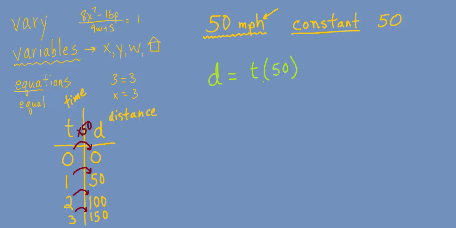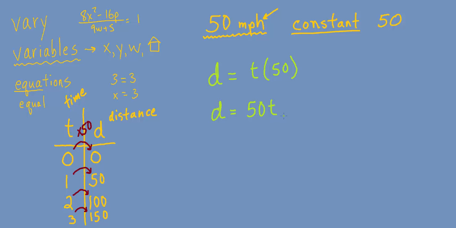All right, so again, when you write something in parentheses next to something else, it just means multiplication. Now, in algebra and in math, we generally don't write it T50, we write it 50T. It's less work, no parentheses. I like that. Distance equals 50 times time. That's the pattern in this situation.